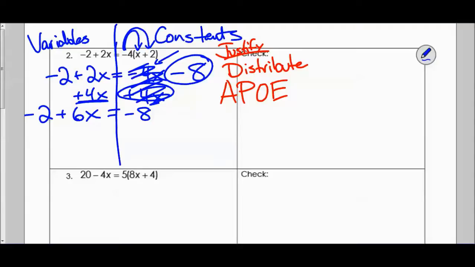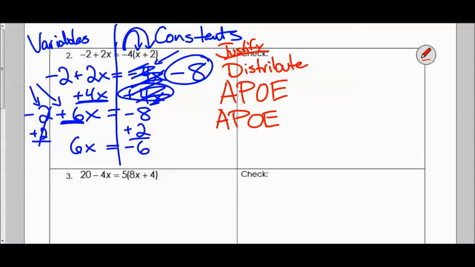I have to cancel out a negative 2. Make sure you don't look at this operation. That plus sign is talking about the 6. We're trying to cancel out a negative 2, so we're going to add 2 to both sides. That cancels out. We're left with 6x equals negative 6. Again, we're adding to both sides, so that's APO.